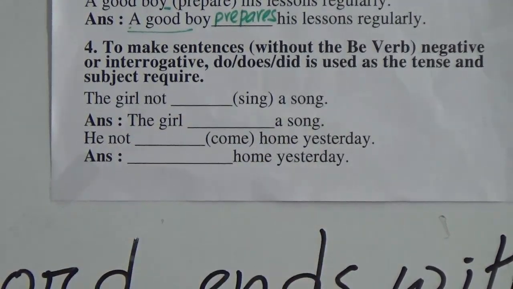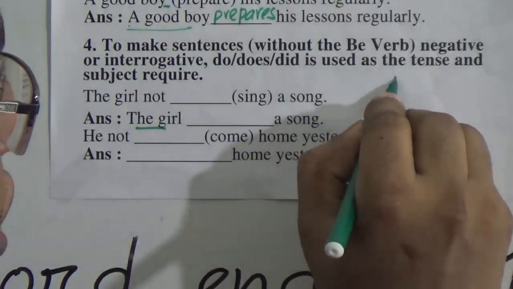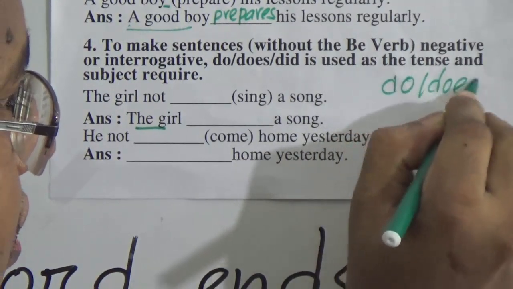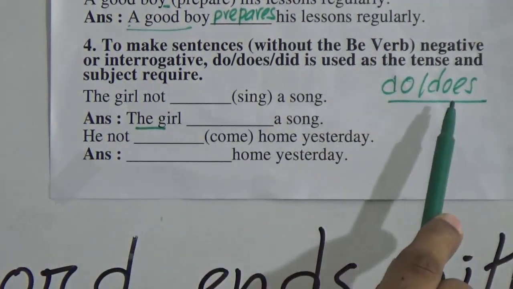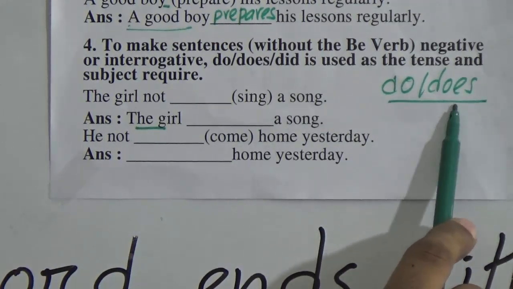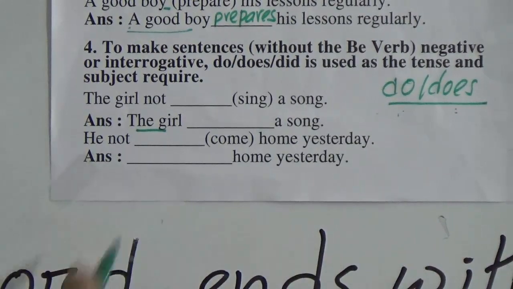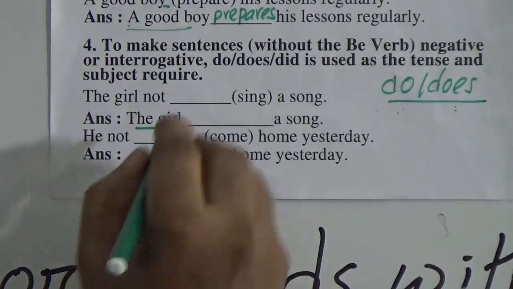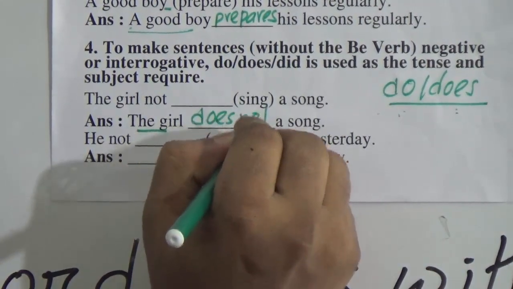The girl not sing a song. Which tense? Present indefinite tense, as no time is mentioned. How many girls? One girl. In present indefinite tense, we add do or does. If the subject is third person singular, we add does, and if it is third person plural, we add do. The girl is one, that's why we will add does not.